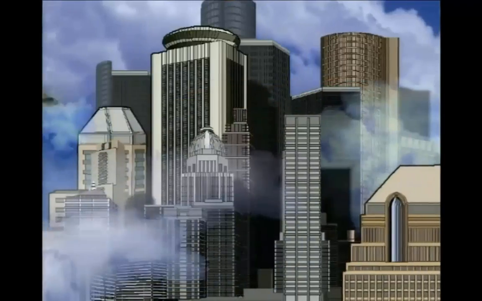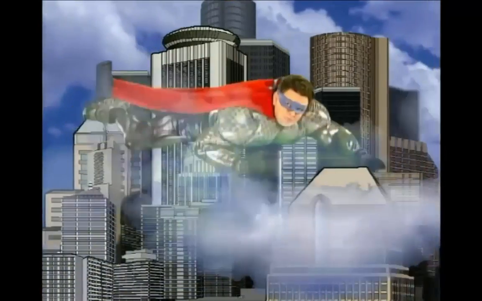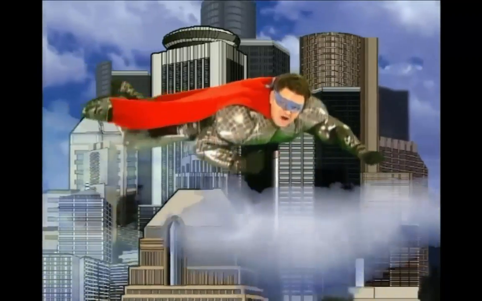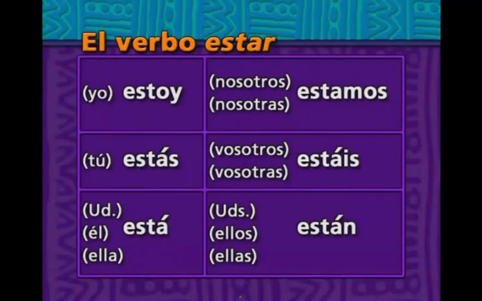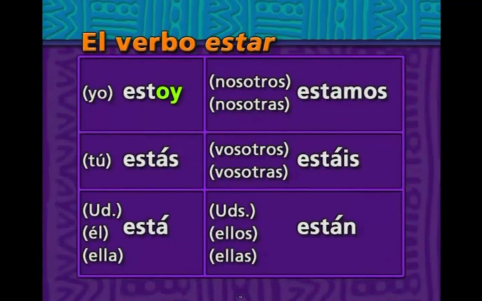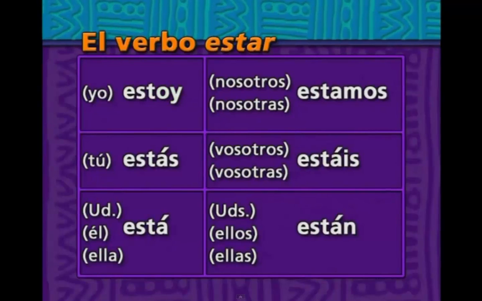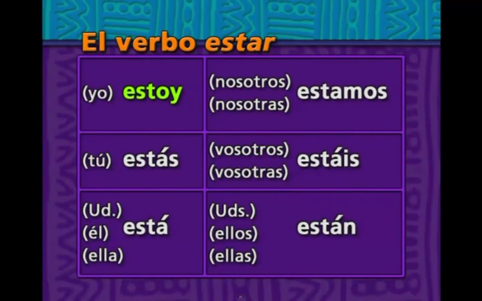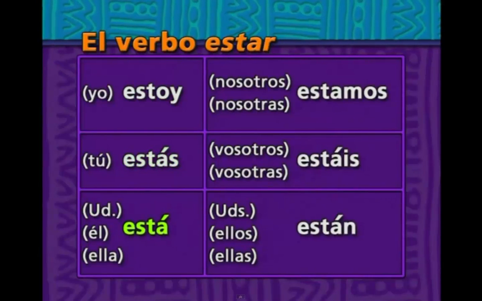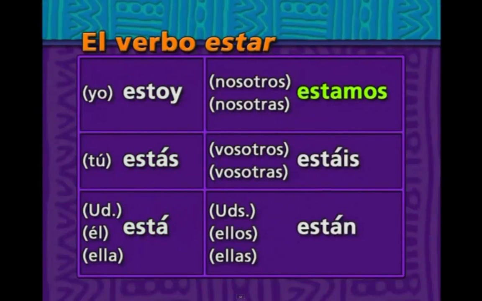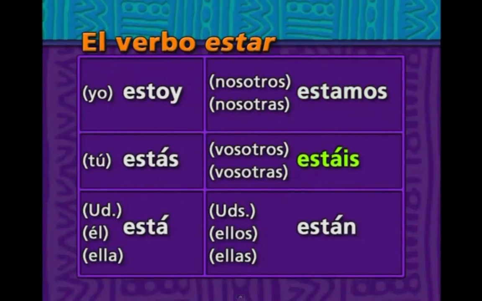Thank you for joining us tonight. Good night. We know that both SER and ESTAR mean to be. We have seen, however, that their uses are different. Before we get into that, let's review the verbs themselves. To infinity and beyond. Estar is an irregular verb because the yo form ends in oy instead of o. Let's see how it is conjugated. Estoy. Estás. Está. Estamos. Estáis. Están.